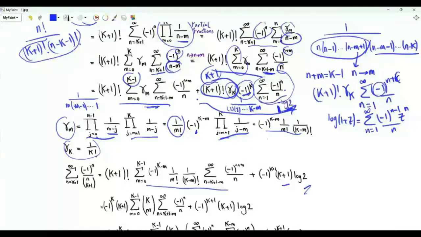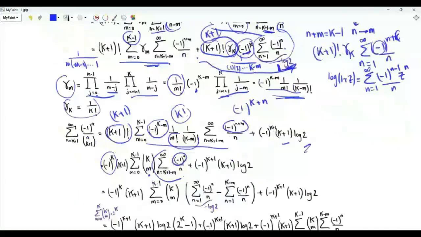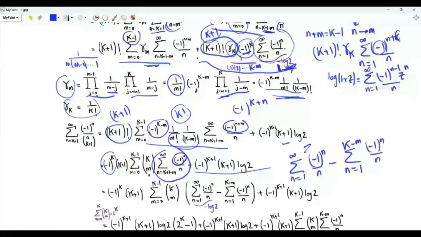This sum here is written with gamma_m replaced by (-1)^(k-m) over m factorial times (k-m) factorial. (k+1) factorial is (k+1) times k factorial. k factorial times this product is k choose m. We have (-1)^(k-m) here, (-1)^(n+m) there. So this is (-1)^(k+n). (-1)^k can be taken outside the sum, and here is (-1)^n. Write down the inner sum as the summation n from 1 to infinity of (-1)^n over n, minus the summation n from 1 to k-m of (-1)^n over n.